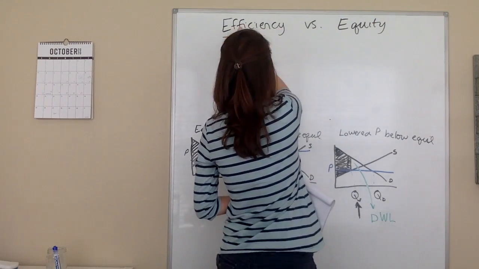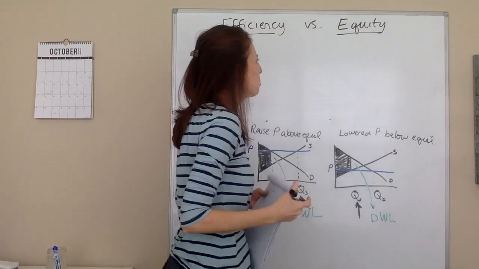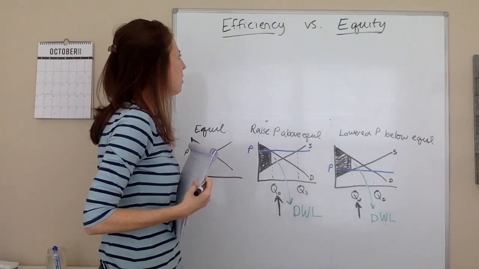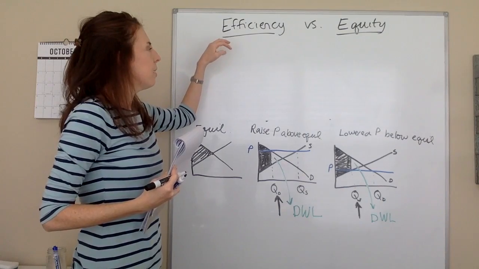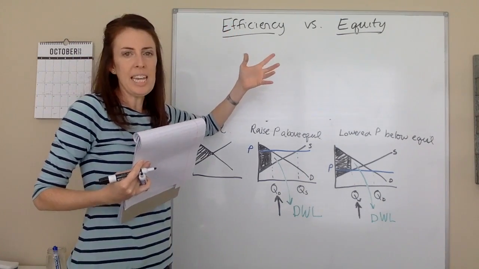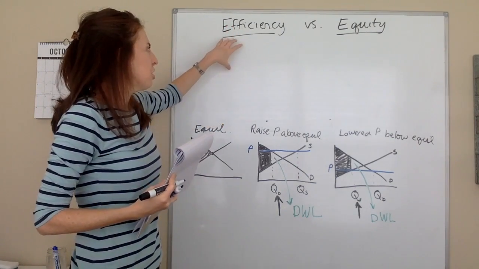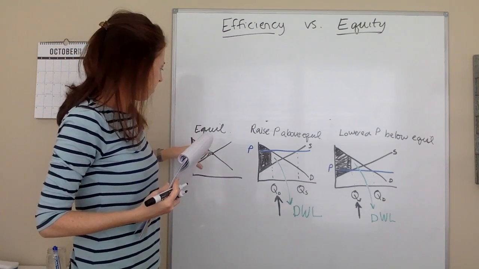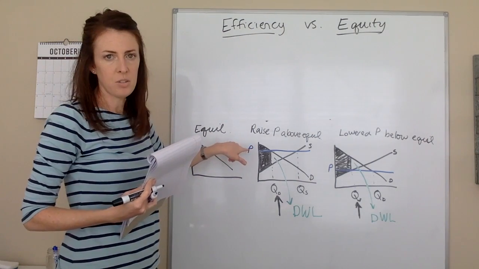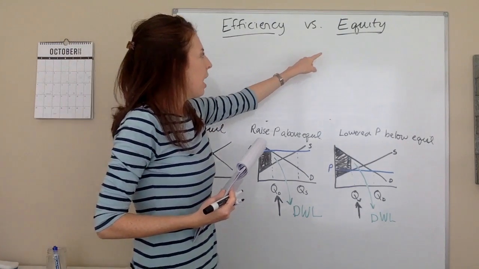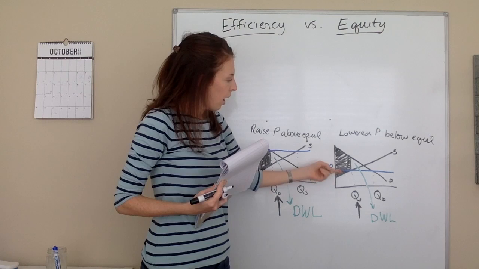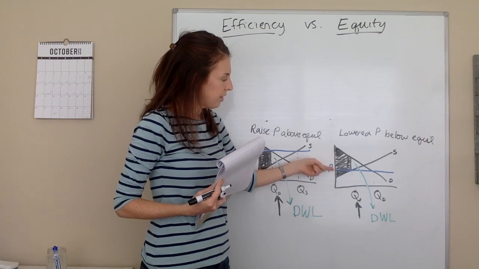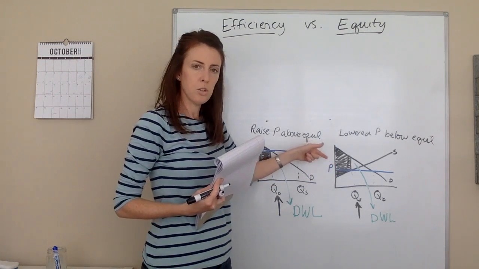Okay, let me descriptively tell you what these things are. Efficiency is basically how healthy a market is in total. So efficiency has to do with how big the overall shaded area is, the total surplus. Equity has to do with how much of the shaded area is going towards consumer surplus versus producer surplus.